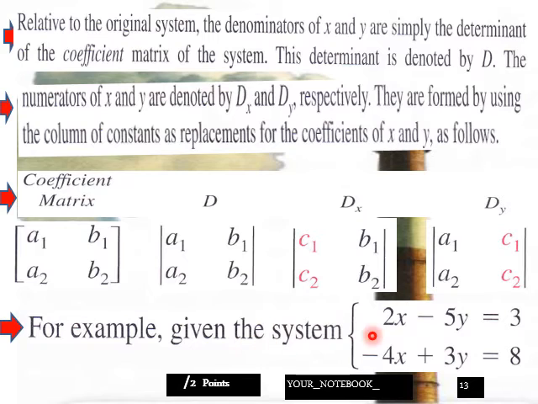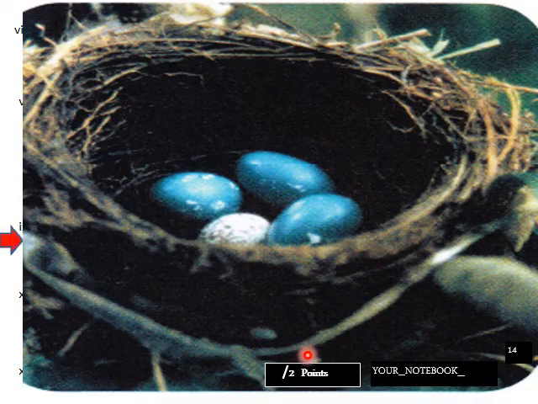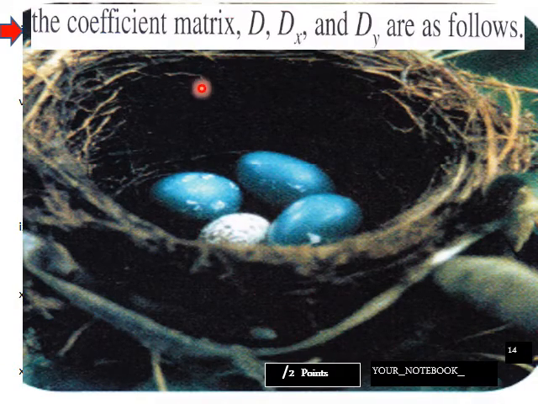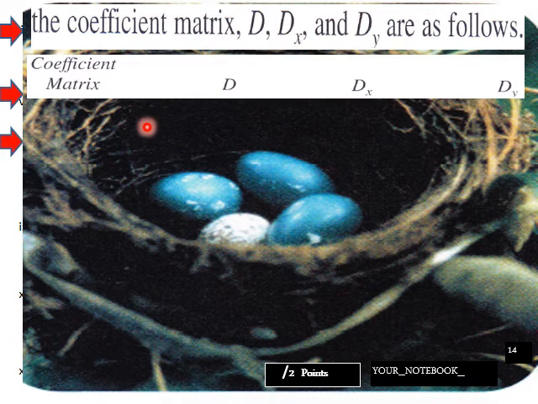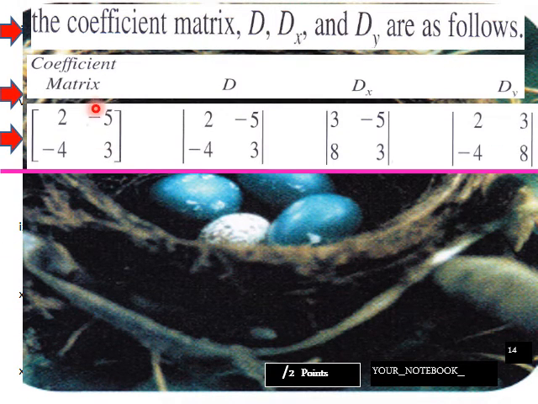For example, given the system 2x minus y equals 3, negative 4x plus 3y equals 8. With that system, the coefficient matrix D and Dx and Dy are as follows. So our coefficient matrix would be here, and then D would be here, Dx would be here. So we have 3 and negative 5 and 8 and 3, and then our Dy will be 2 and 3, and then negative 4 and 8. So these shift over here.